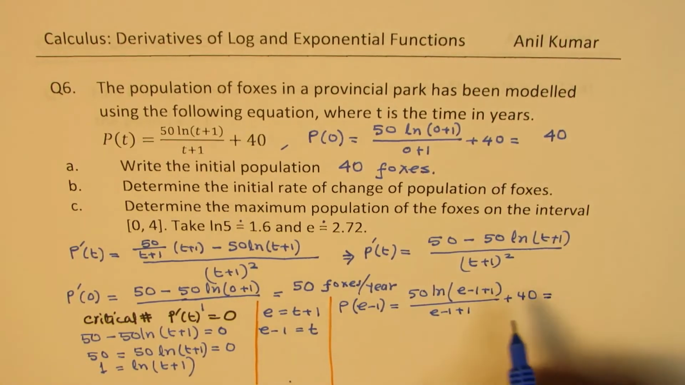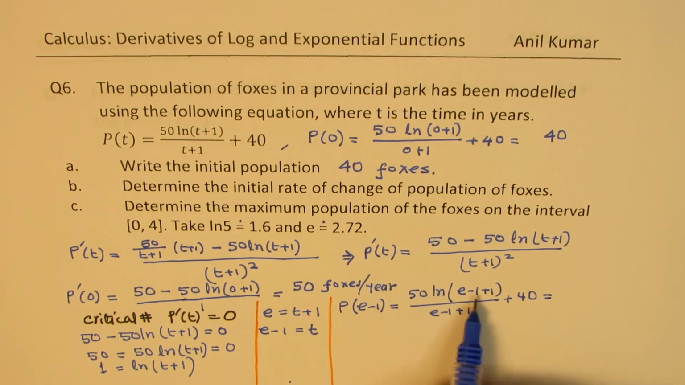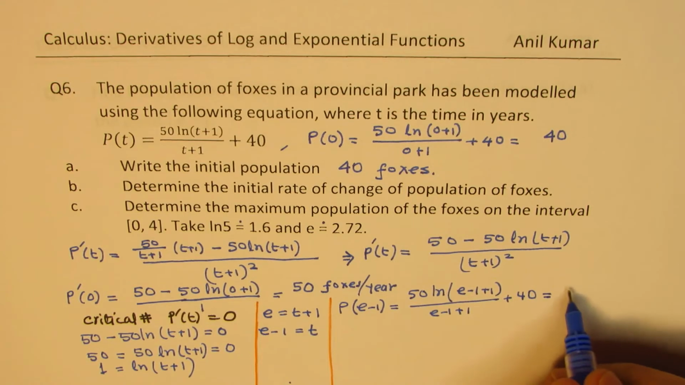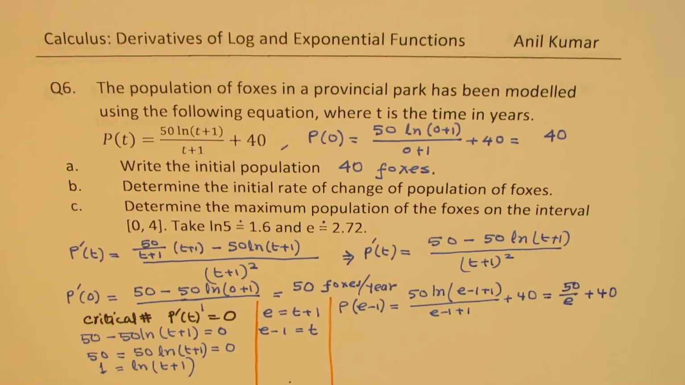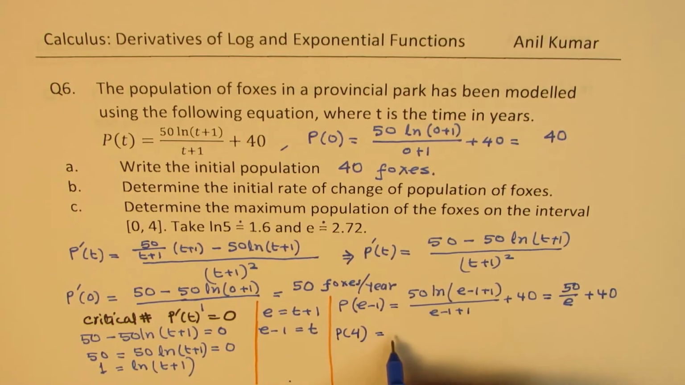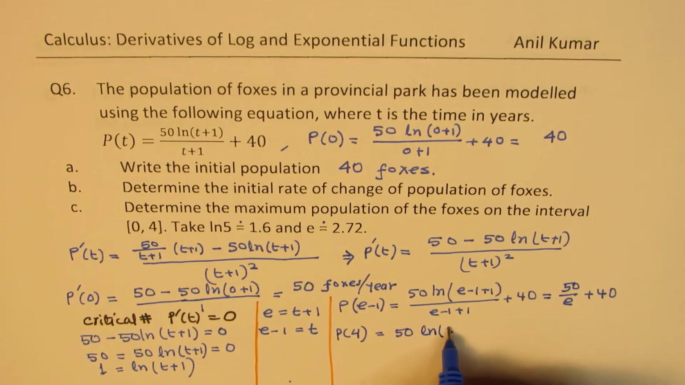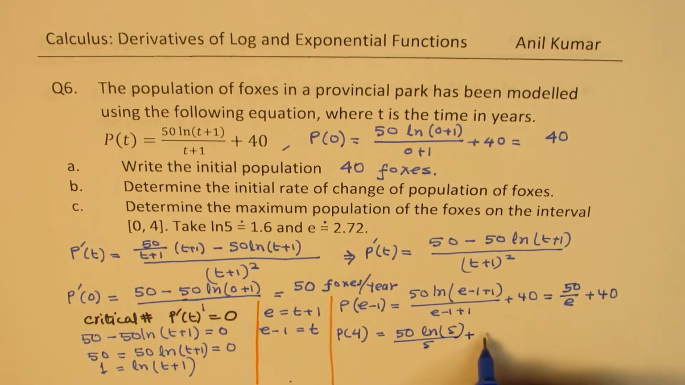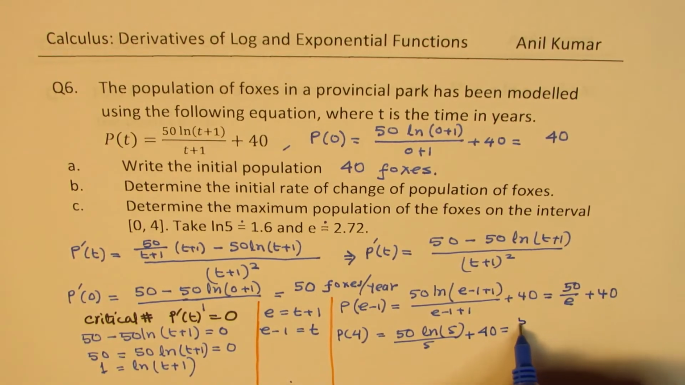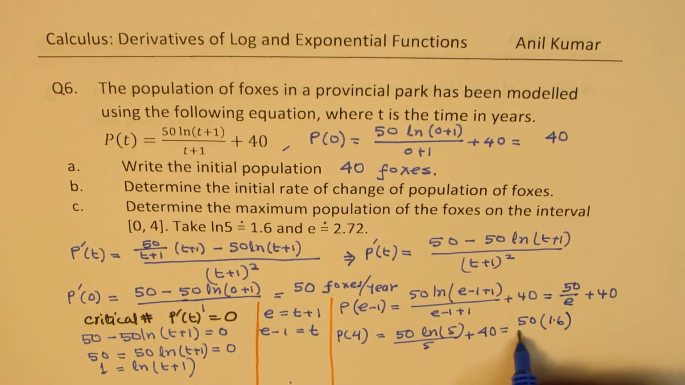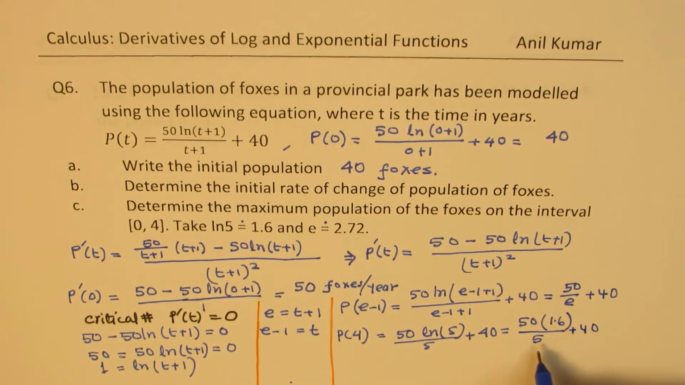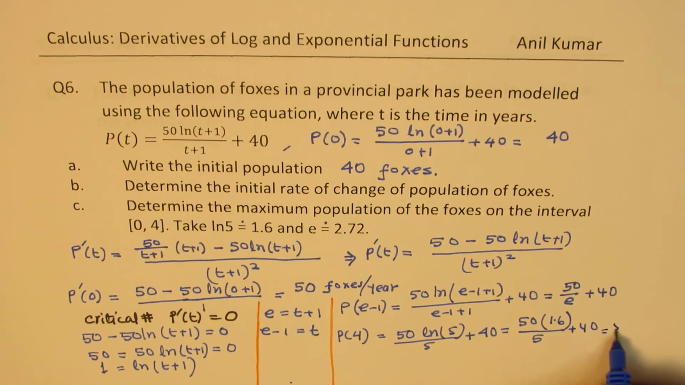Now this is equal to, we have 50 times ln e, right? Which is just 1. So we have 50 over e plus 40. So that becomes the population. Now at 0 we know it is 40. Let's figure out what is at 4. So P of 4 will be equal to, substitute 4 here, 50 ln(4 plus 1), that is ln 5, over 5, plus 40. That is 50 times ln 5, which is 1.6, over 5 plus 40. So that is 10 times 1.6, so it is 16, so we get 56.